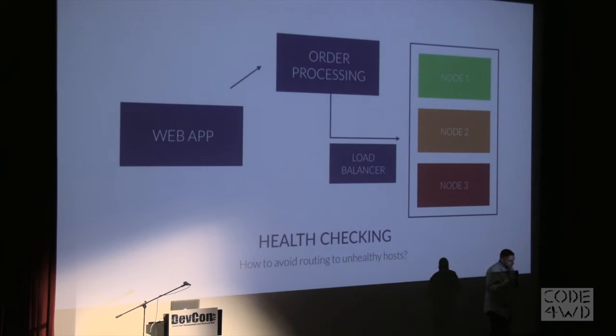Then you have an interesting problem: how do you avoid sending traffic to unhealthy hosts? You have all these order processing nodes, and let's say one of them is out of memory. You obviously don't want to send more jobs because it's not going to be able to process them.